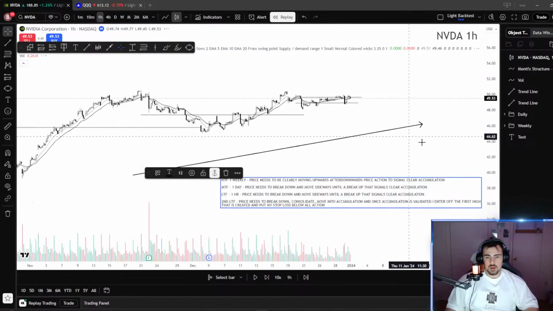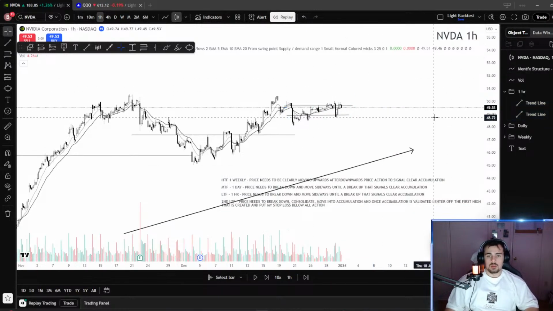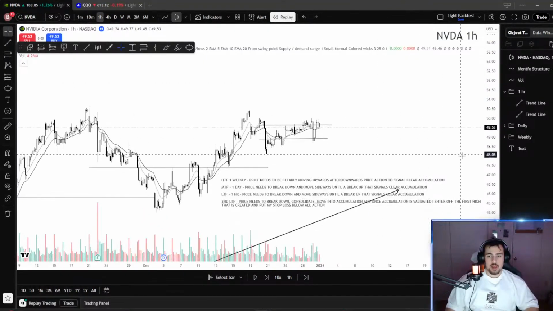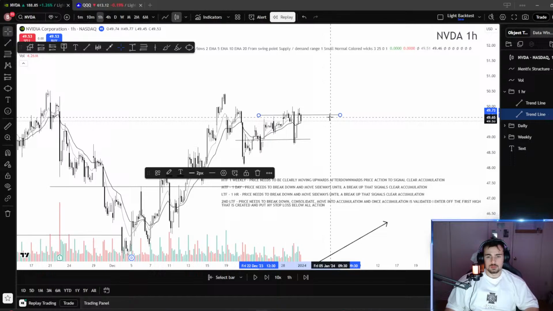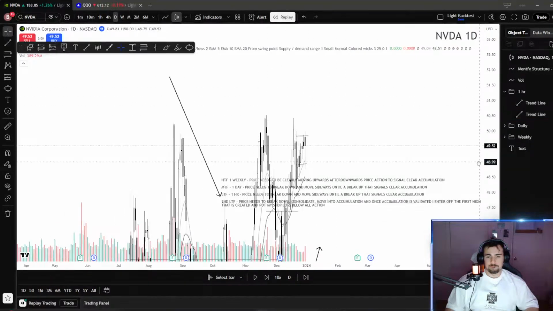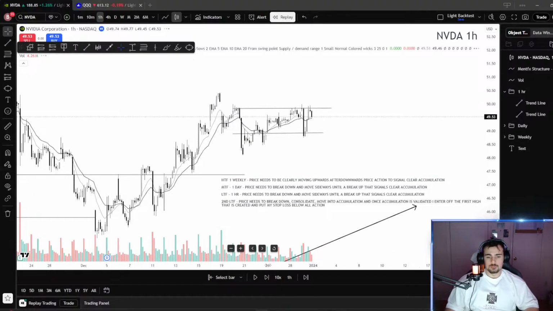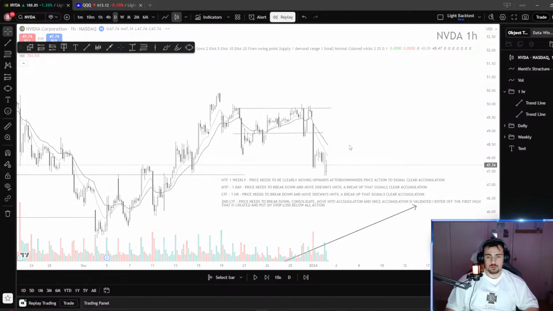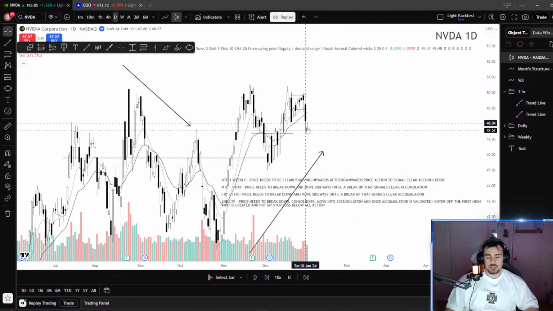Okay, so back to the 1 hour, price is kind of moving just in this sideways range here. Don't like it. I would want to see price action kind of move above here. Yep. Price doesn't, price fails down. And the daily here, it's below the moving averages.